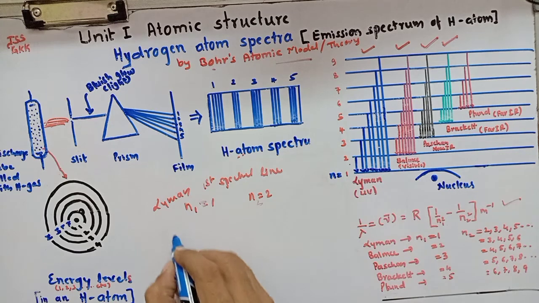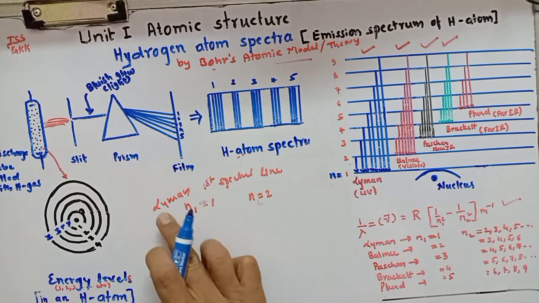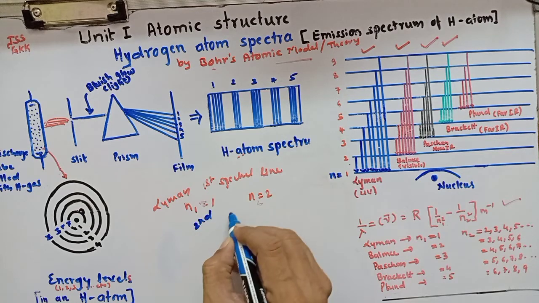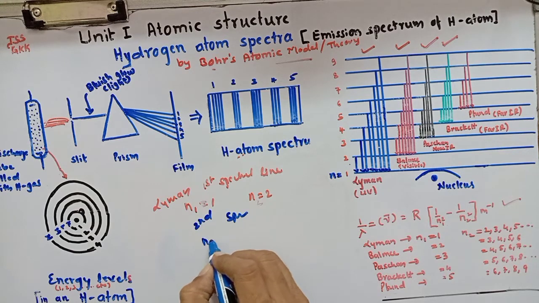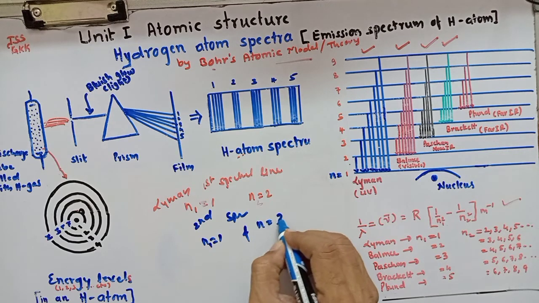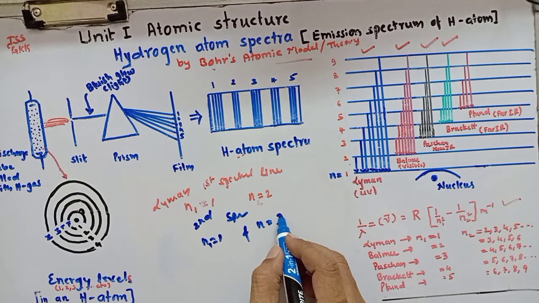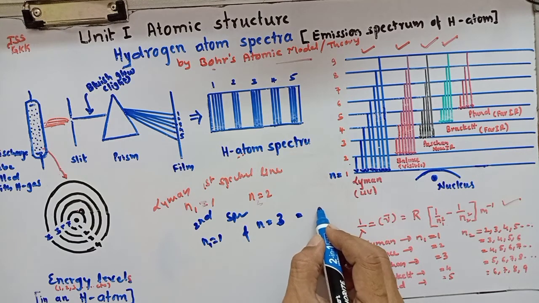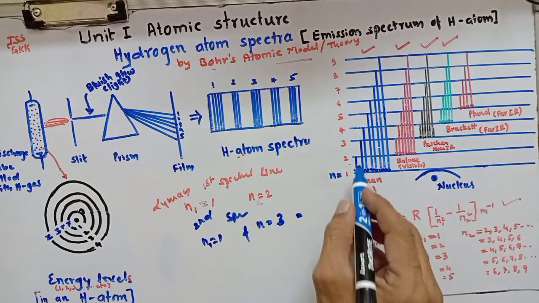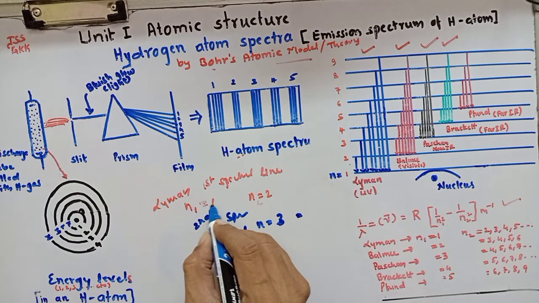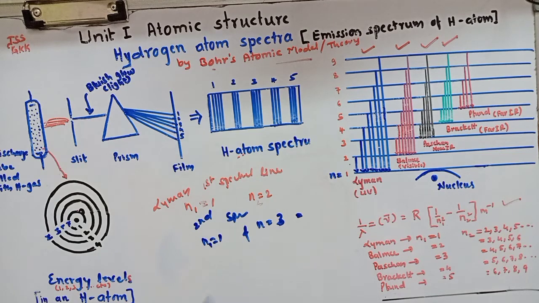So for the Lyman series, if you want to calculate the frequency of the second spectral line, then put n1 equal to 1 and n2 equal to 3. That means when the electron jumps from the third energy level to the first energy level, it will produce the second spectral line. Therefore, in order to find the frequency of the second spectral line of the Lyman series, we have to put n1 equal to 1 and n2 equal to 3.